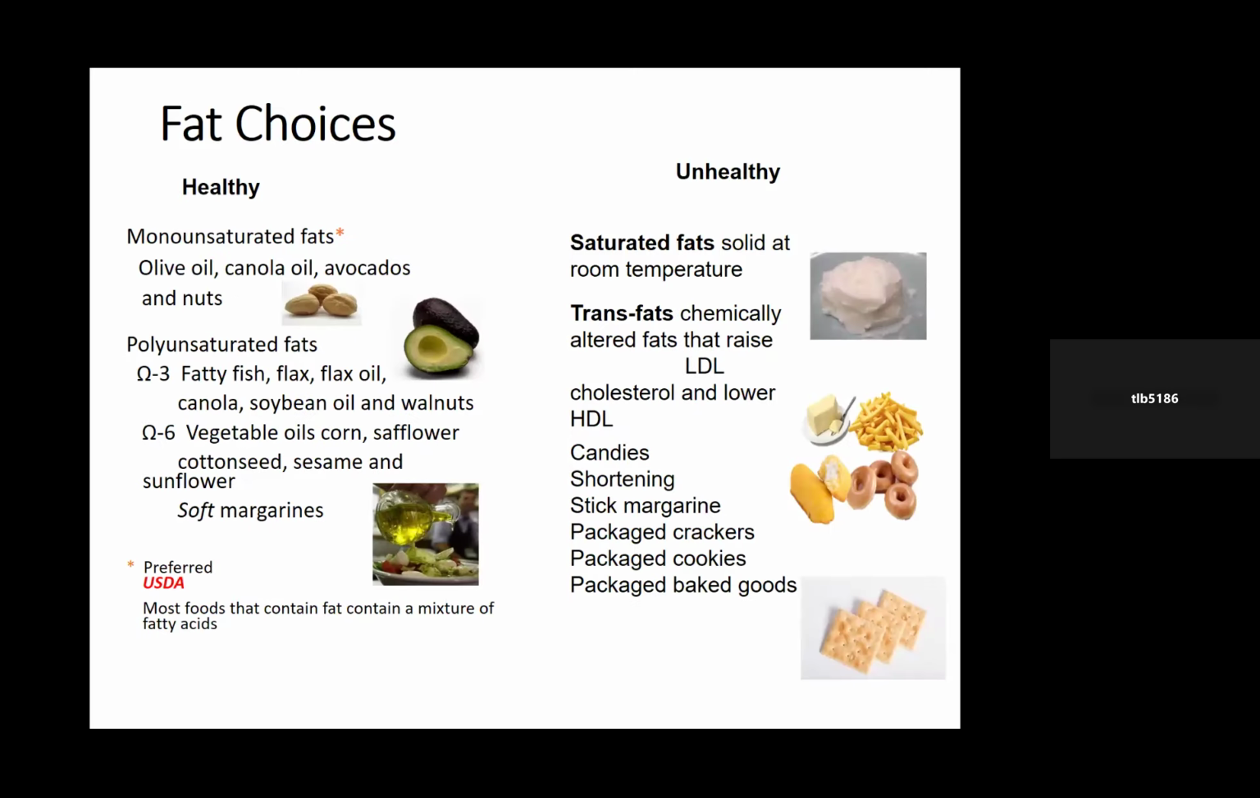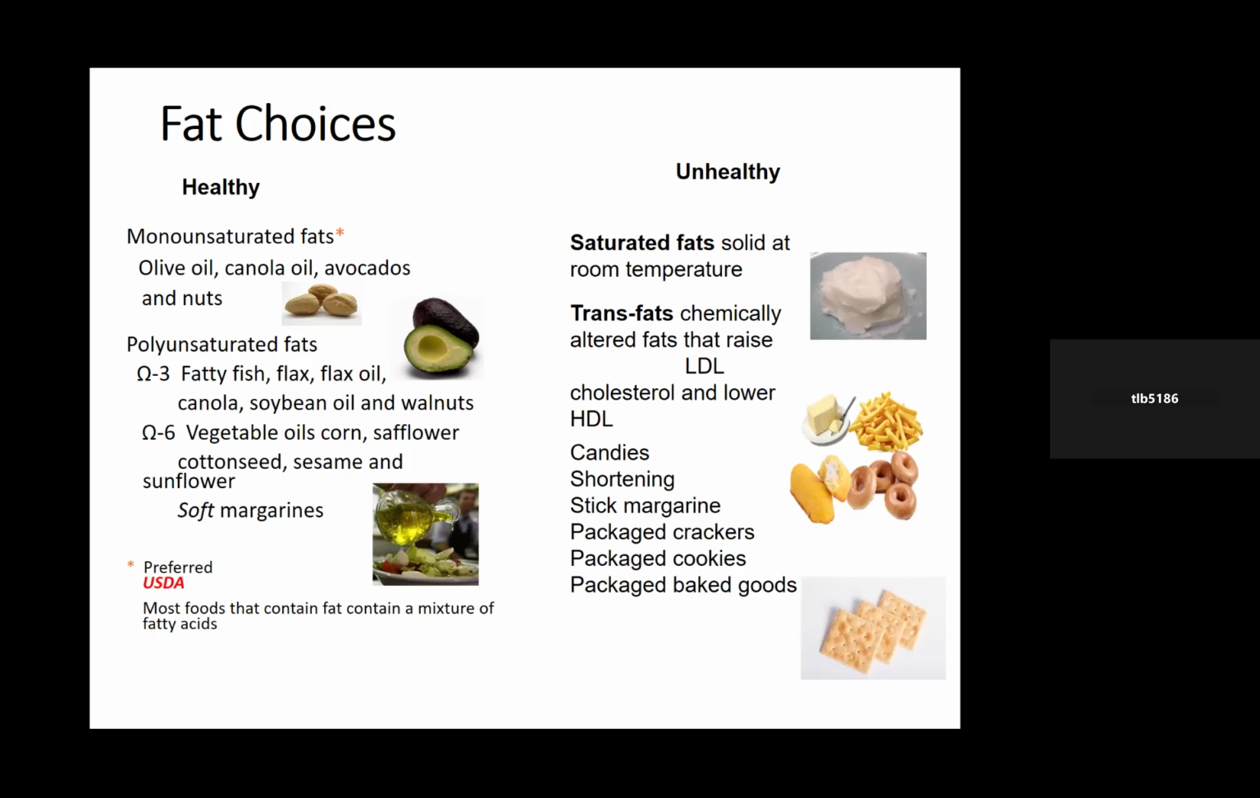When we come to choose fats, we want to choose healthy fats. Monounsaturated fats are going to be healthier than saturated fat. Our monounsaturated fats include olive oil, canola oil, avocados, and nuts. Polyunsaturated fats, the difference from a monounsaturated fat, is that monounsaturated is a single source of fats. Polyunsaturated are multi-sources of fats.